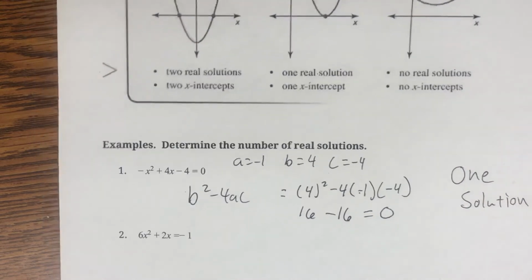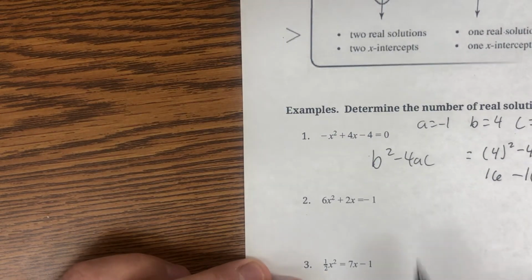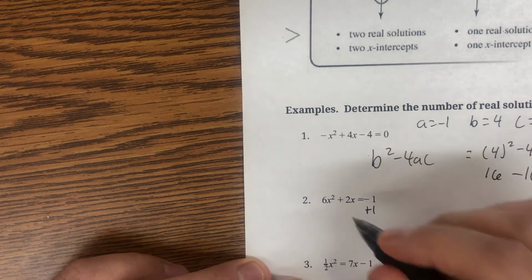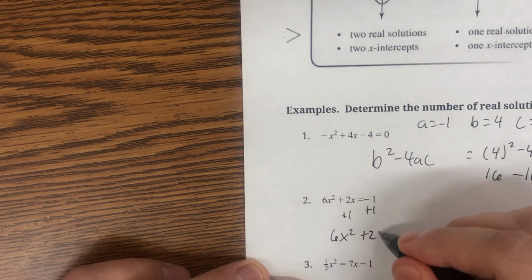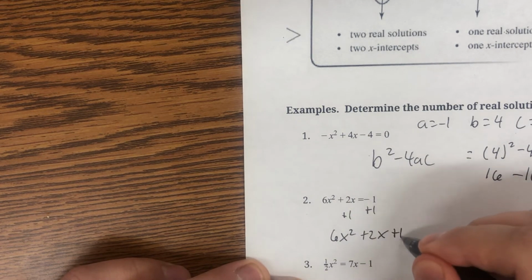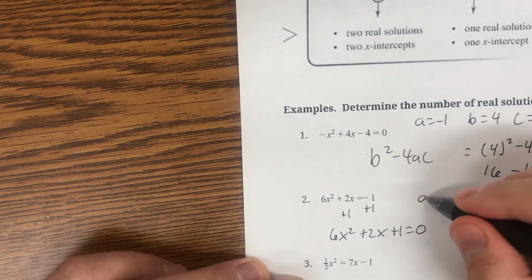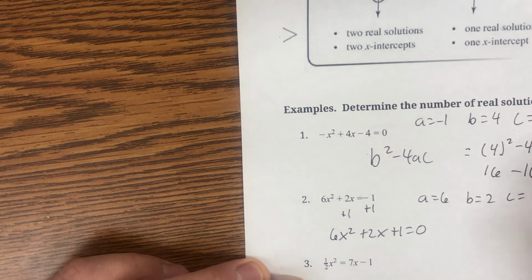And this process will be the same for the next two. Make sure you put it into standard form first. It has to say equals 0, so I need to add 1 to both sides. Add 1. 6x squared plus 2x plus 1 equals 0. Now we'll label a, b, and c. A is 6, b is equal to 2, and c is equal to 1.